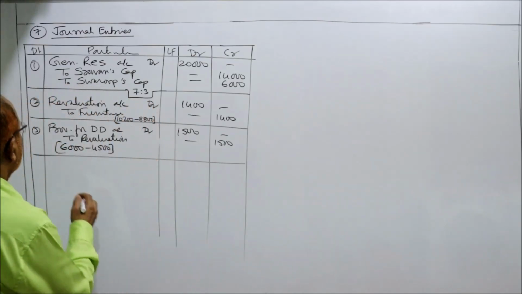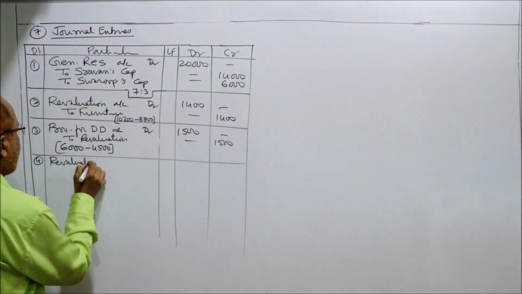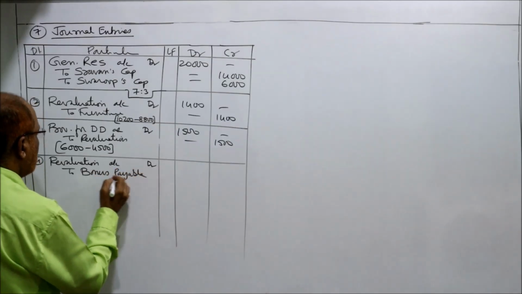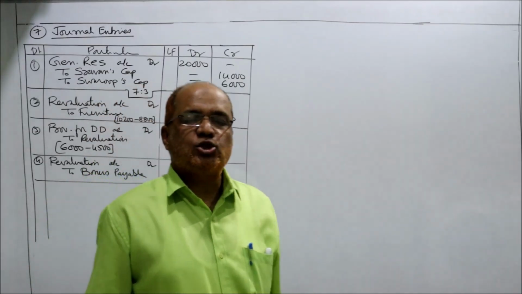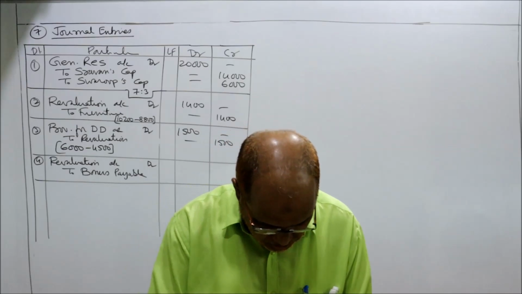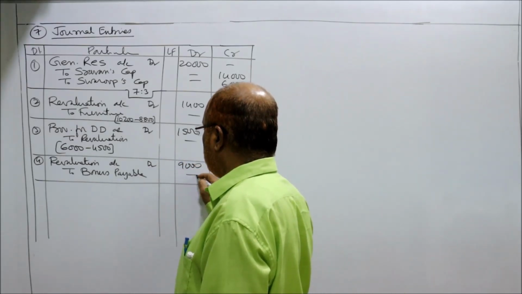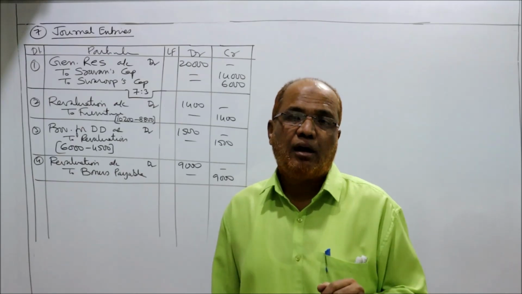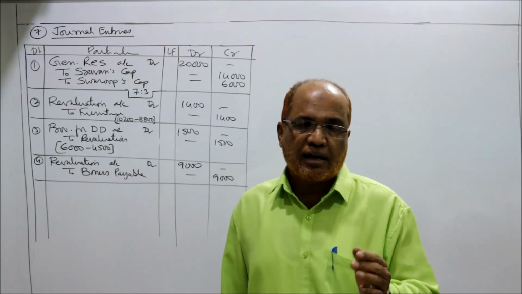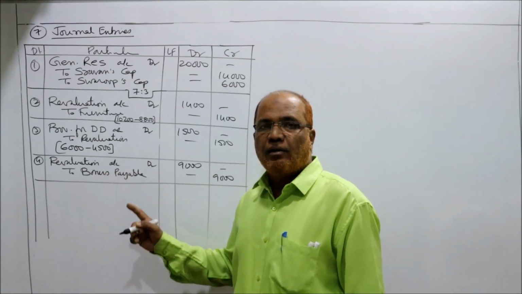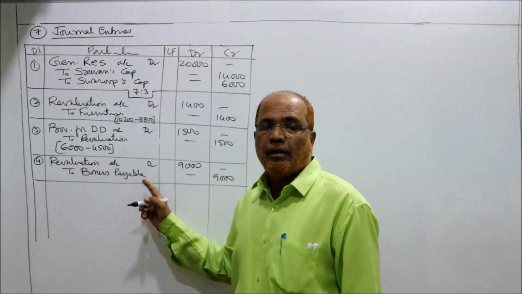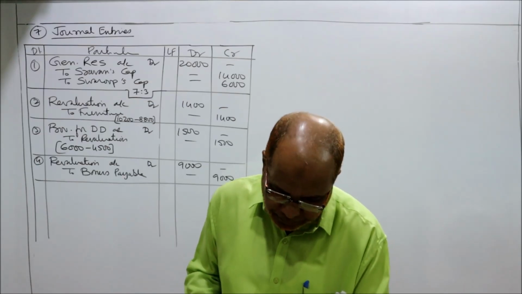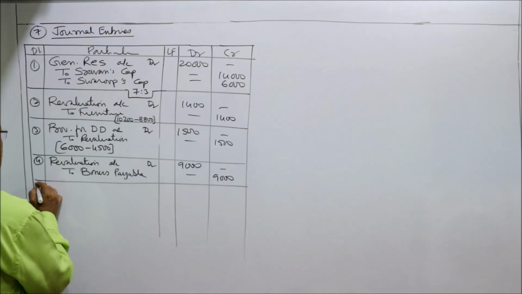Next one is revaluation account debit to bonus payable. It is given a new liability has to be brought into books. The bonus payable is 9,000. A new liability which is not written in the balance sheet has to be brought in now. A new liability has to be brought. To increase liabilities, credit the liability. Whenever you want to increase the liability, credit it; the liability is bonus payable. So entry will be revaluation account debit to bonus payable, being a new liability brought into books. Next one is revaluation account debit to building account.